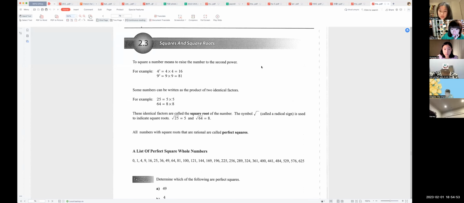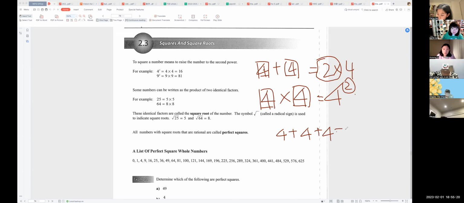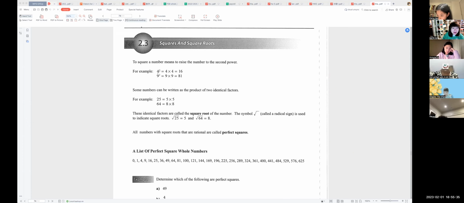So let's see. We know when two numbers are added together, for instance, 4 plus 4, we have 2 times 4. But when you have two numbers multiplied, for instance, 4 times 4, the two numbers the same, it's 4 squared. Get it? The 2 was in front as a multiplier, now it goes up on top, right? If you have 3 numbers, 4 plus 4 plus 4 equals 3 times 4, correct? But if you have 4 times 4 times 4, it equals 4 to the power of 3. Understand, Chapter? So that is the meaning of square or the power.